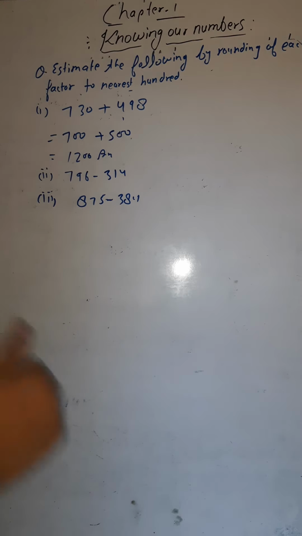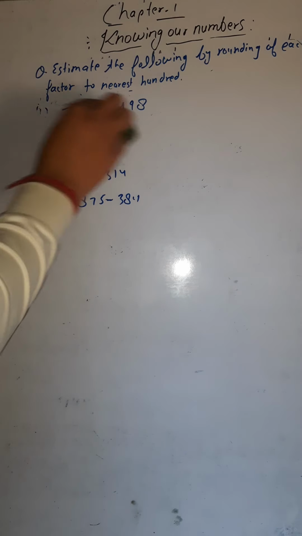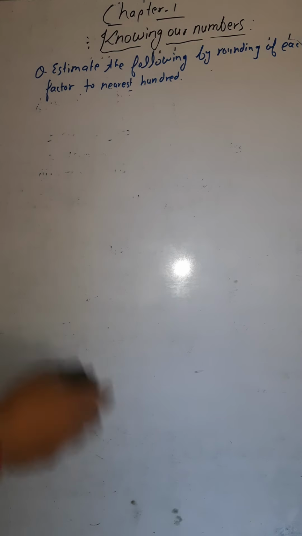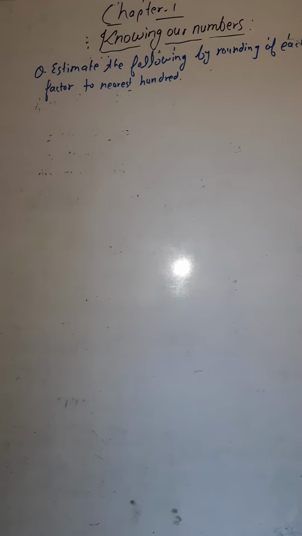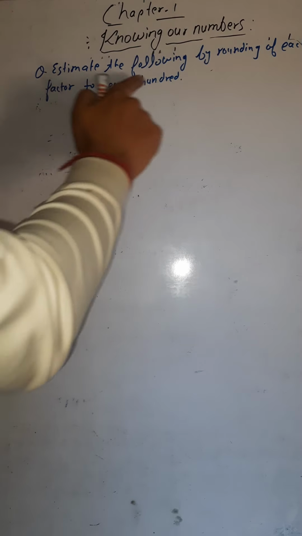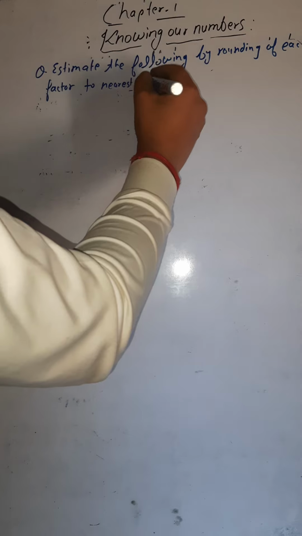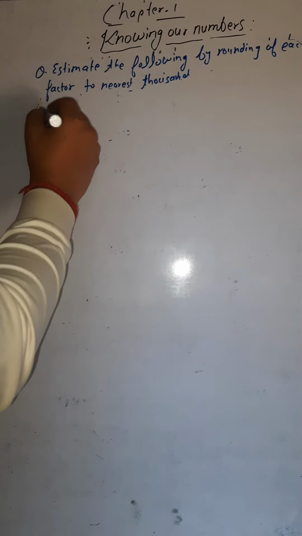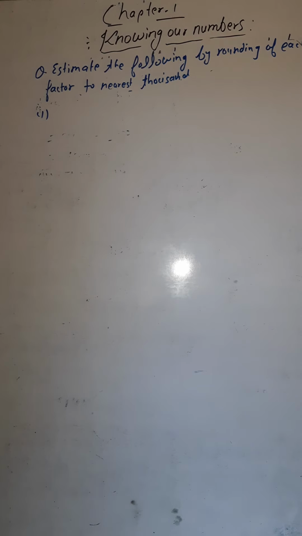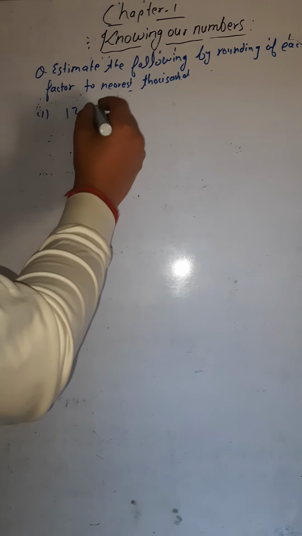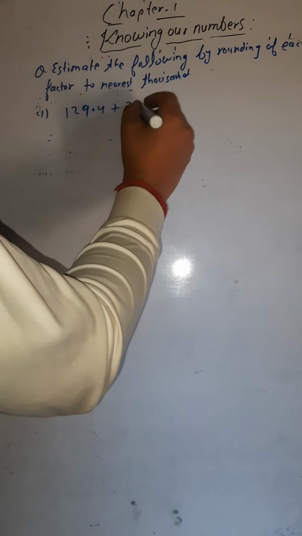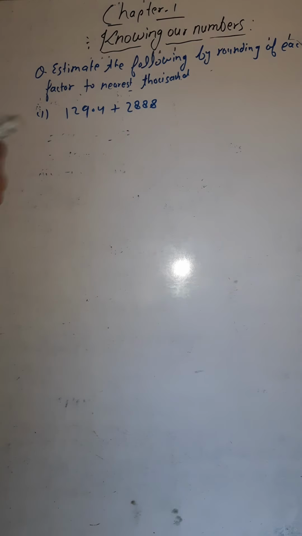Okay, now the next question is the same as that. Keep writing also. Estimate the following by rounding off each number to the nearest thousands. Now here I'm writing, to nearest thousand. The first question here is 12,904 plus 2,888. This is the first question.